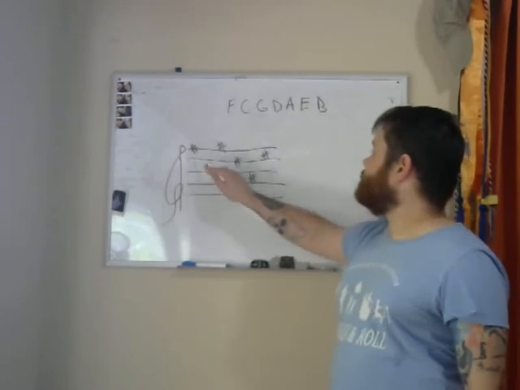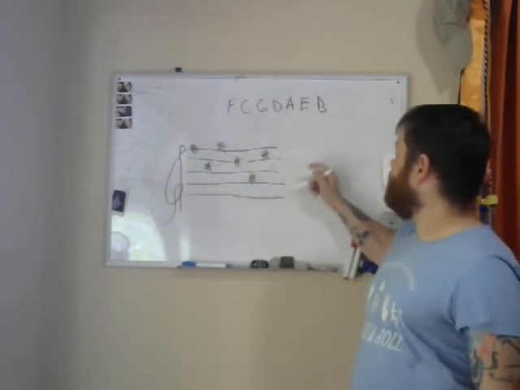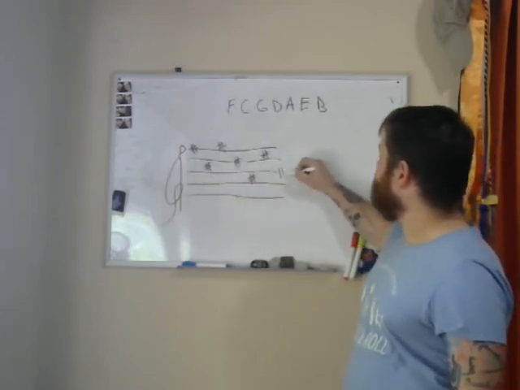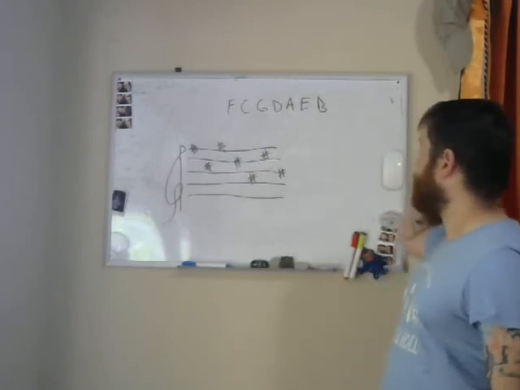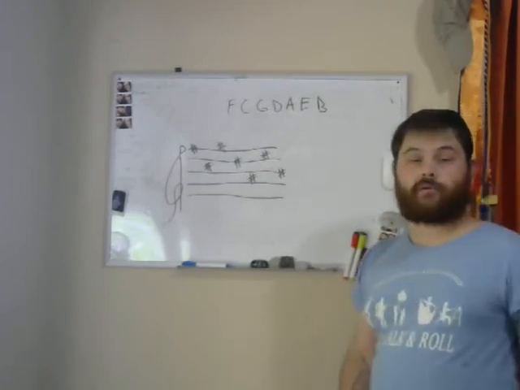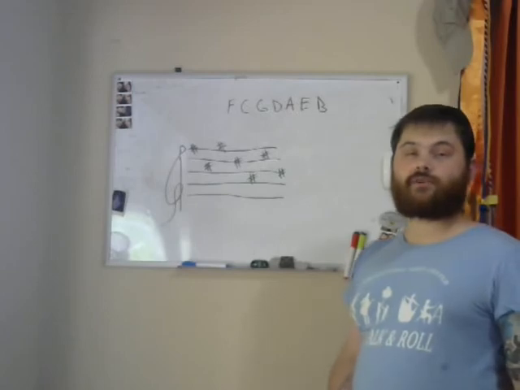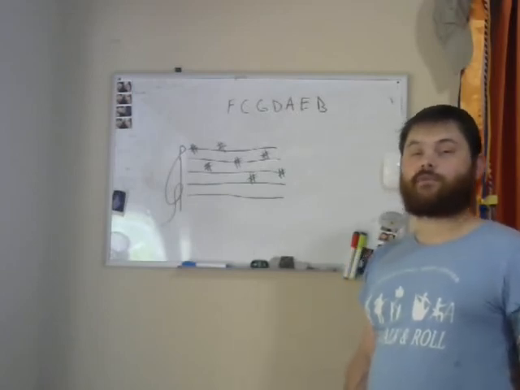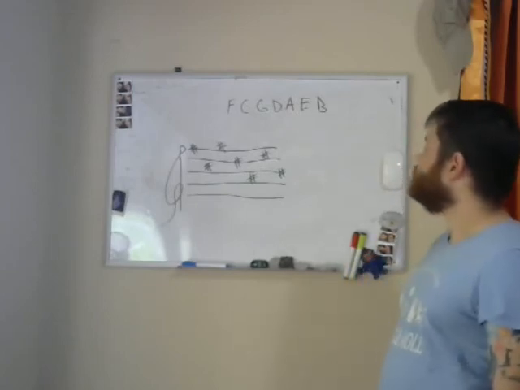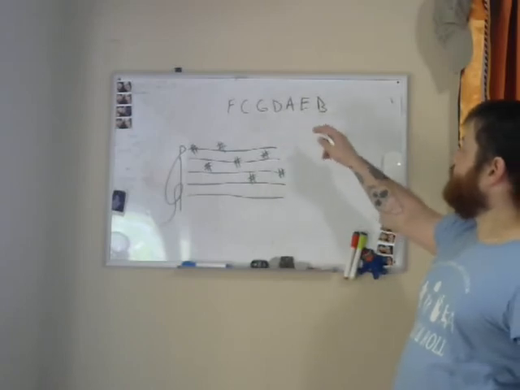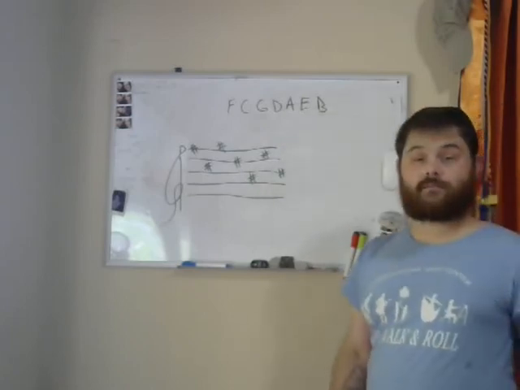And so you have F, C, G, D, A, E, and then B sharp. Same thing with B sharp. B sharp is actually a C, so you will go a half step up from C, which is C sharp. So that's F, C, G, D, A, E, B for the sharp keys.